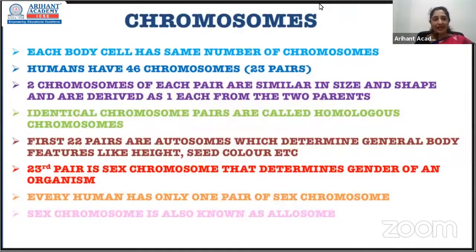A brief recap. Everybody's cell has the same number of chromosomes. We have got 46. Two identical chromosomes are called a homologous pair of chromosomes. The first 22 pairs are autosomes. They determine our general body features. The 23rd pair, known as the allosome, determines the gender of the organism.